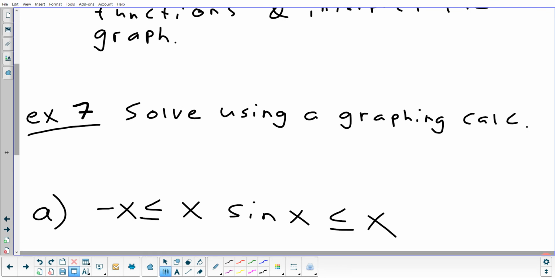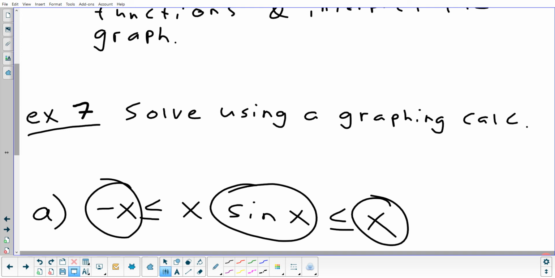All right, so we have negative x on the left, x sine x in the middle, positive x on the right. Negative x is a line that goes through the origin. Think of y equals mx plus b, with a slope of -1. Positive x is a line that goes through the origin, has an intercept of 0, and a slope of +1. So we're going to have an x shape between these two lines. And we're going to look for where this is sandwiched between the x shape.